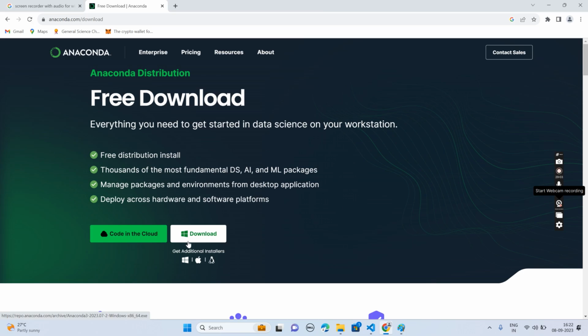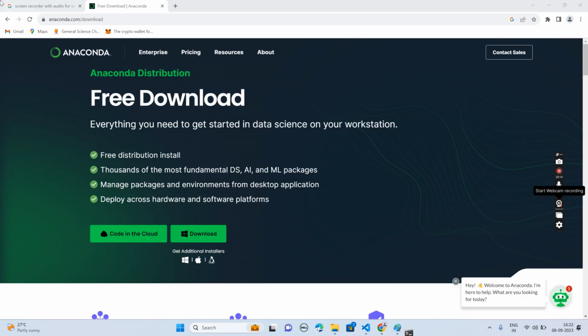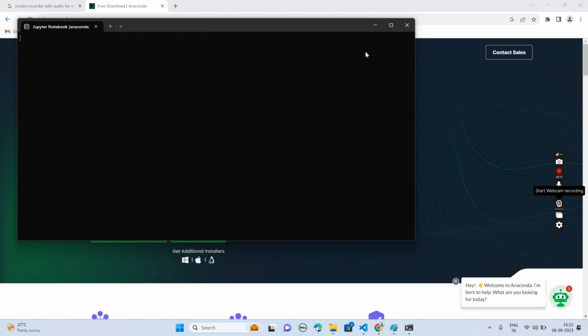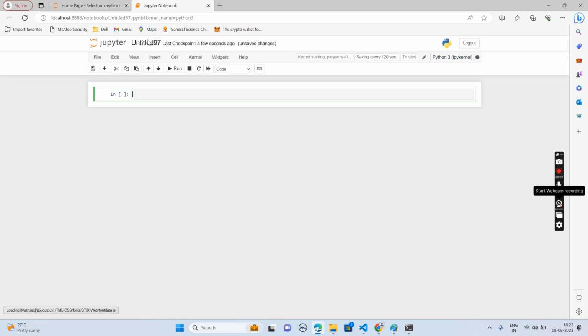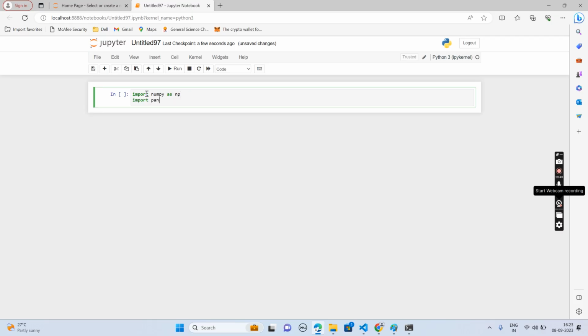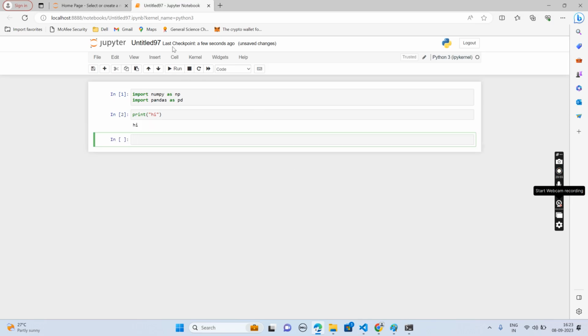After downloading Anaconda, just type Jupyter in the search. Now we are going to see a window opening, the Jupyter. This is the window. Here we are going to create a new notebook. Now here we are going to import numpy as np, import pandas as pd. Like this, you just need to press Shift Enter to run this. It is running successfully. I will just type print. You need to tell them that these are the software I have downloaded.